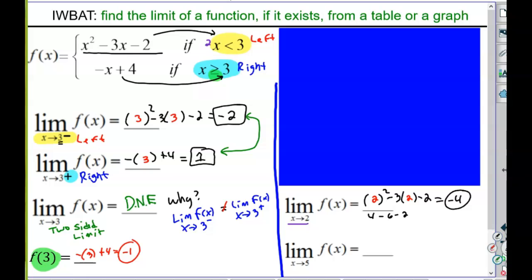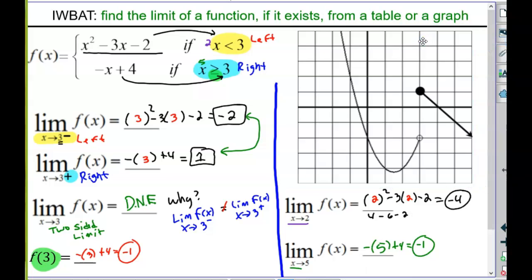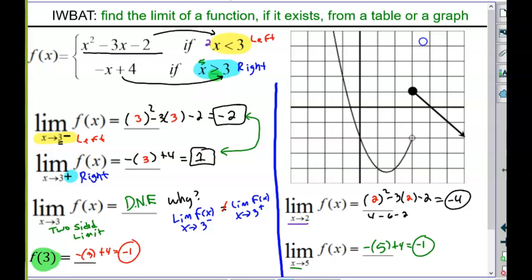Now, the next one, as x approaches 5? Well, 5 is greater than 3, so we have to use the bottom equation. It would be the opposite of 5 plus 4, which is negative 1. Okay. Now, we did all of this without a graph. Go ahead and confirm this really quick. Confirm these two with your graph.